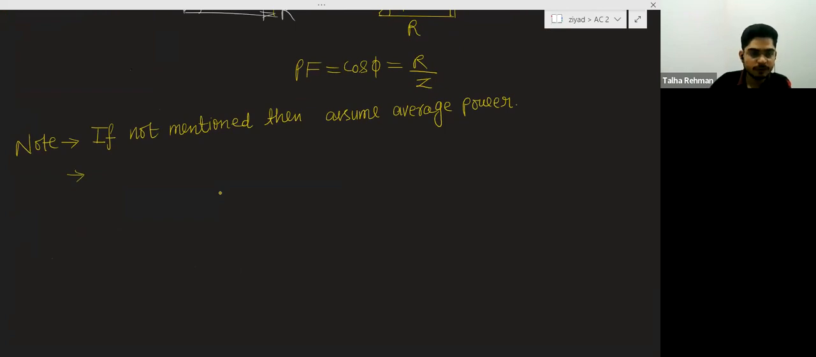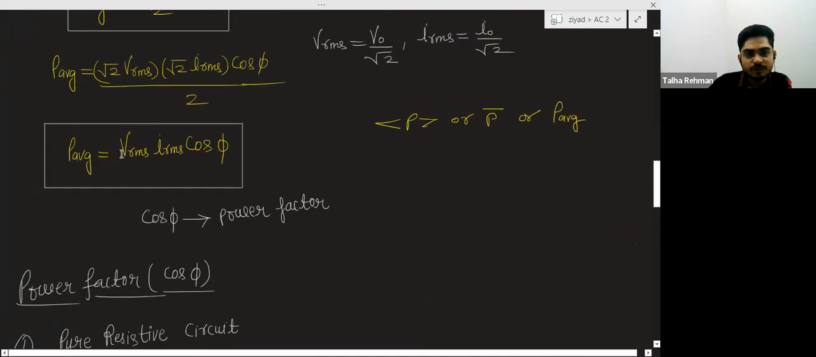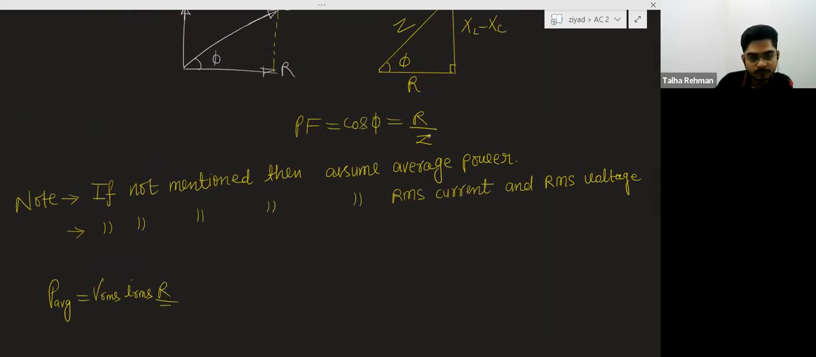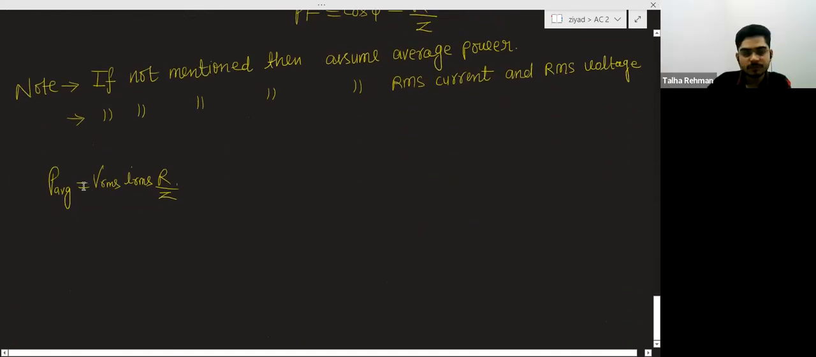Another point, if not mentioned, then we will assume RMS, root mean square current and root mean square voltage, if not given. So you can now modify this formula of power. Power is given by VRMS IRMS cos phi. So you can write average power as VRMS IRMS, and instead of cos phi, you can write R by Z. So this will be the power in the AC circuit. Accordingly, you will use the formula accordingly.